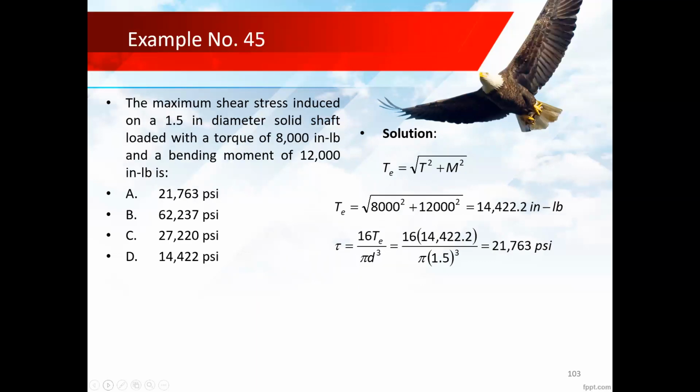So the maximum shear stress, problem number 45, induced on a 1.5 inch diameter solid shaft loaded with a torque of 8,000 inch-pound and a bending moment of 12,000 inch-pound. Equivalent torque TE is equal to the square root of T squared plus M squared, the square root of 8,000 squared plus 12,000 squared, is equal to 14,422.2. So tau is equal to 16 TE over pi D cubed, is equal to 16 times 14,422.2 over pi times 1.5 cubed, is 21,760 PSI. Letter A.